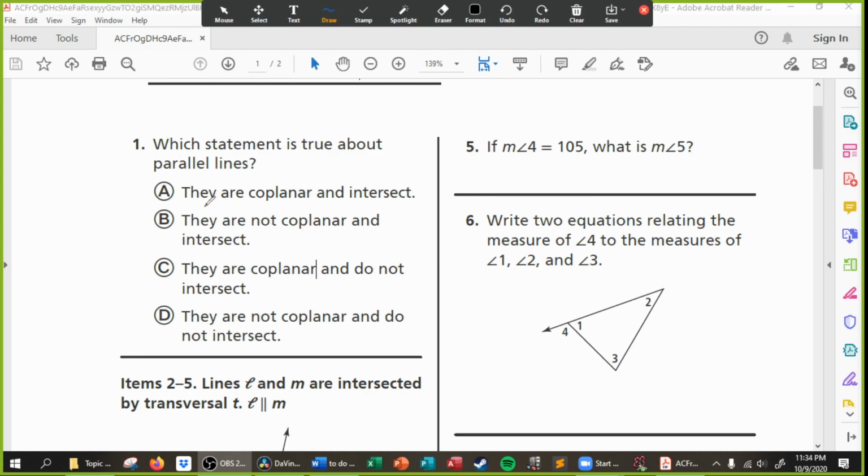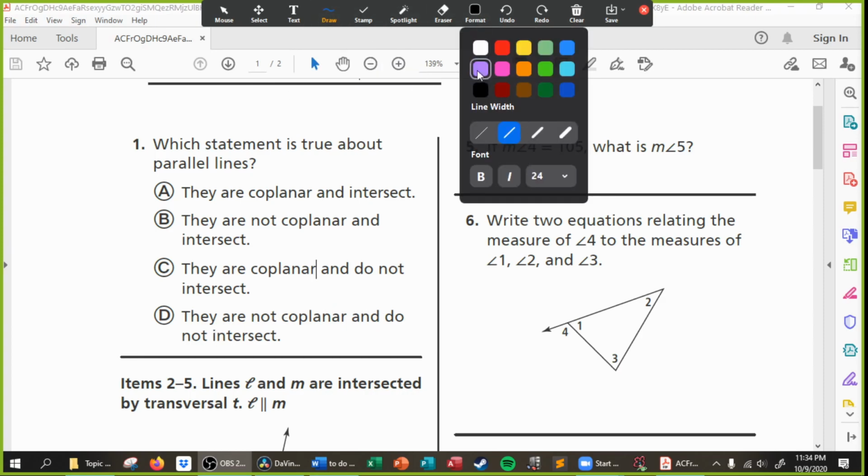And then our options are, they are coplanar and intersect. They are not coplanar and intersect. They are coplanar and do not intersect. And they are not coplanar and do not intersect.